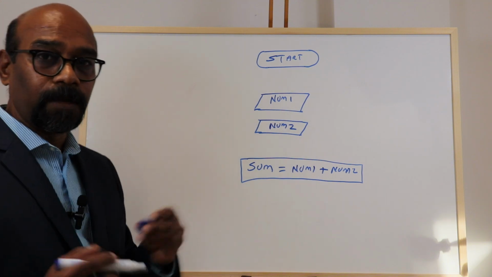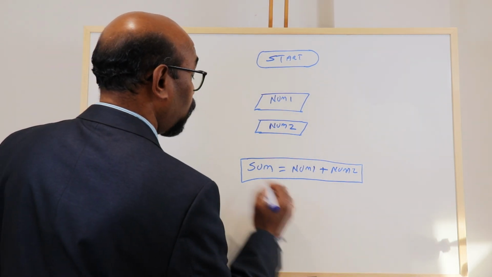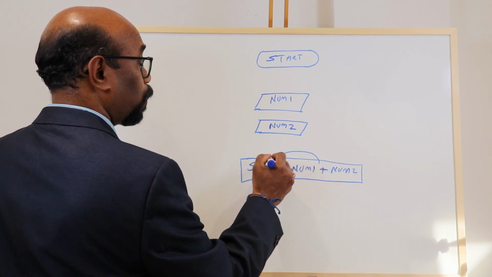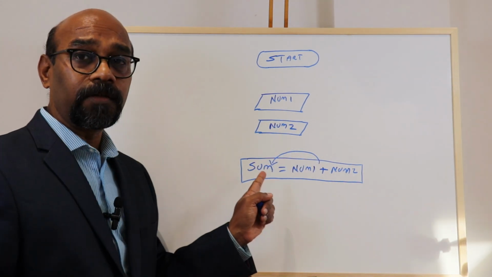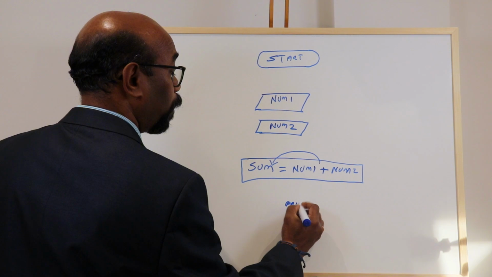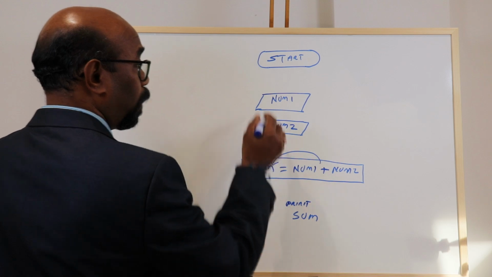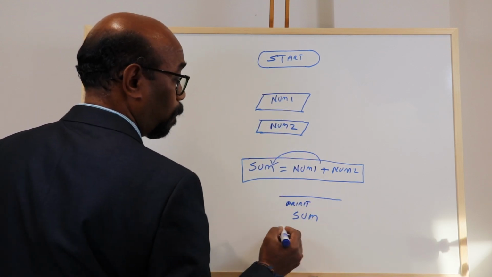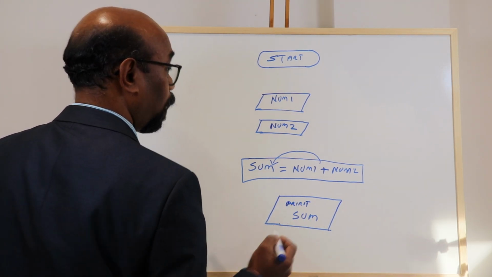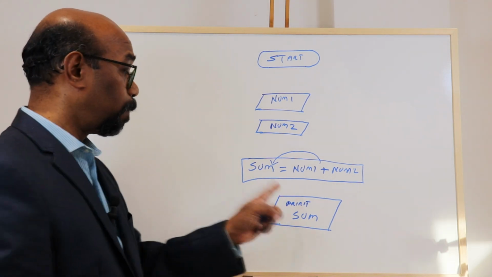Next, we are going to display. You can print or display. So I'm going to print. What I'm going to print, because the value of the sum is going to be stored in this variable. Next, we are going to print. What are we going to print? Print sum. This is output, this is input. Print or display is output. Again, we are going to use the same symbol as input, which is a parallelogram. This represents output or the print.